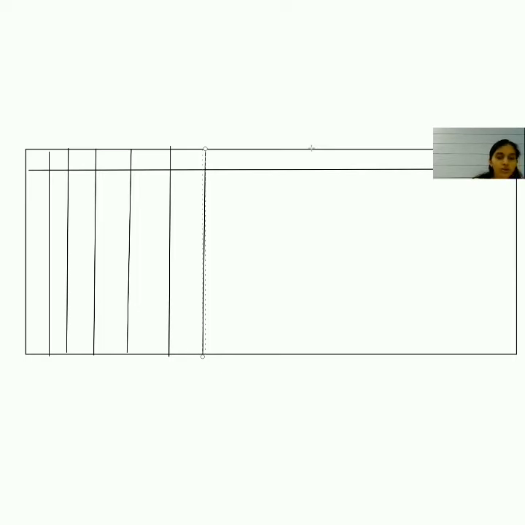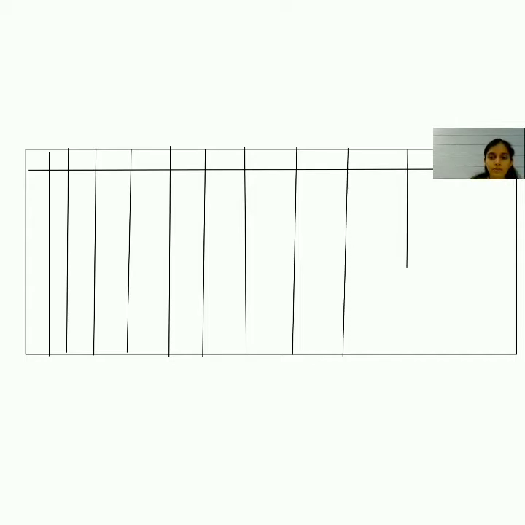Then we have P or negation Q, that is ORed with negation R. Okay, then we have Q and R in the next bracket, P or Q and R. Okay, and then we have the entire thing ANDed. So we'll put the column numbers, that will make our work easier.